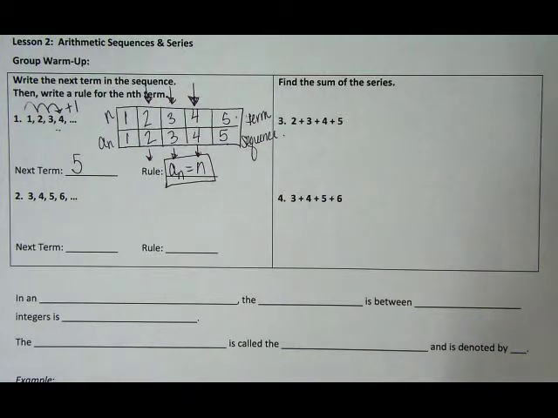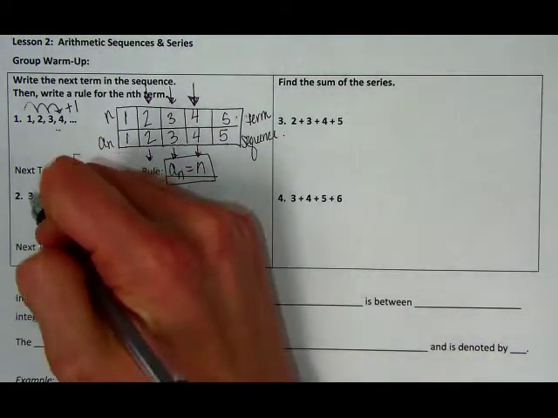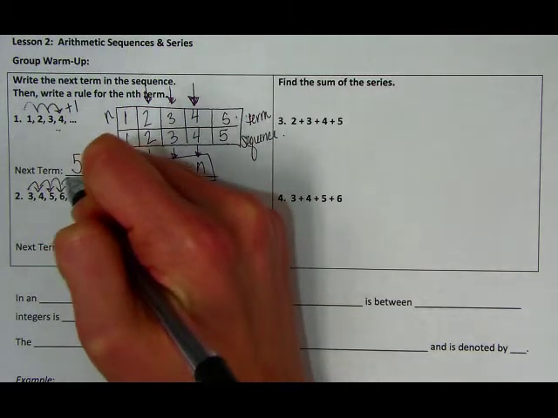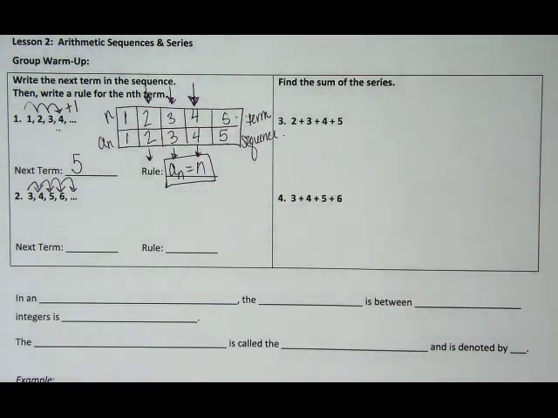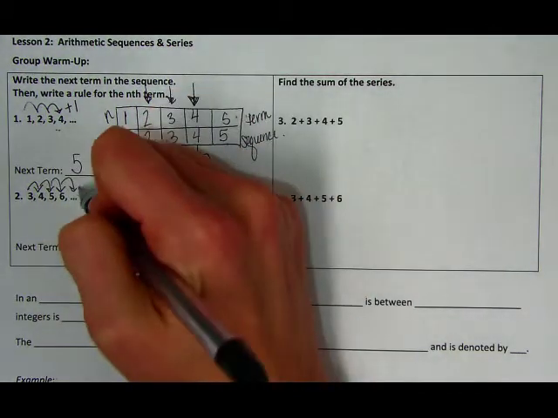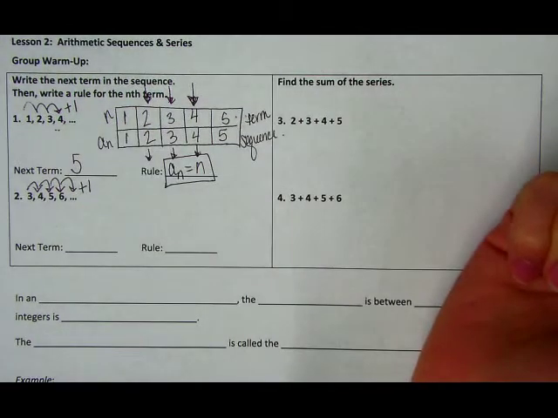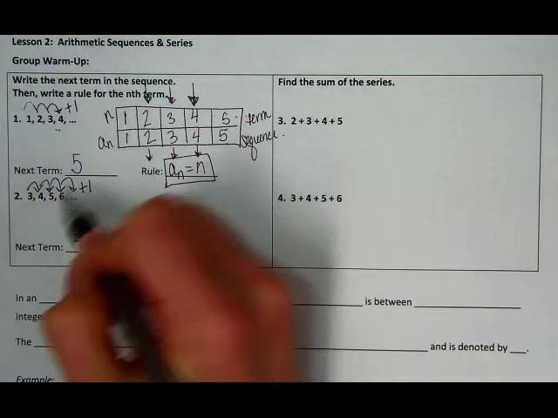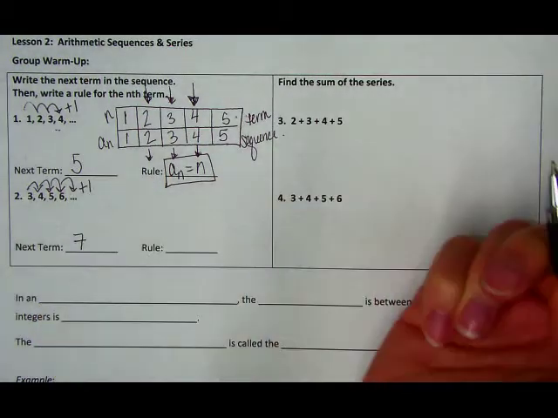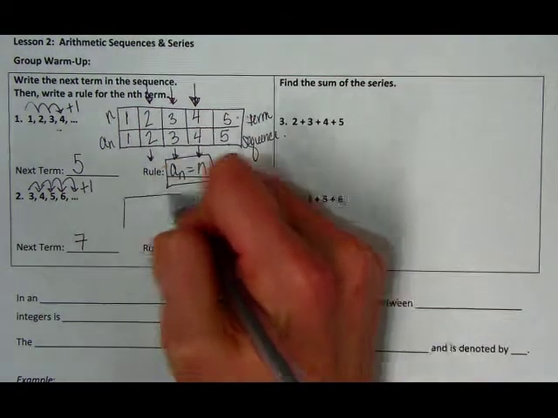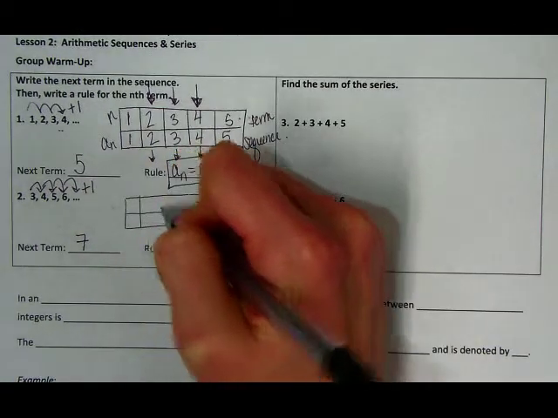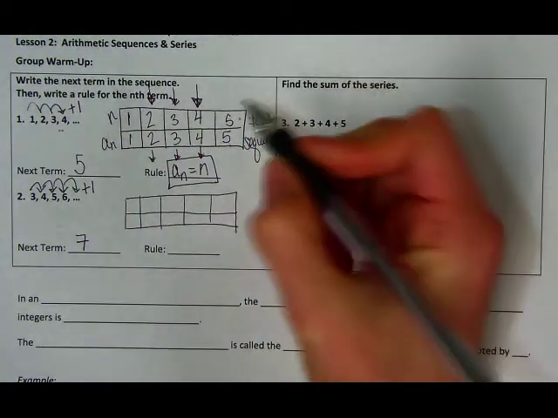In number 2, we start with 3, and we're going to 4, 5, and 6. So we know that we're getting our next term from our previous term by still adding 1. So if we set this up, we know our next term is going to be 7, since 6 plus 1 gives us 7, and we have to come up with our rule. Our rule is not the same as our pattern. We're not just adding 1, even though that's what our pattern has us doing.